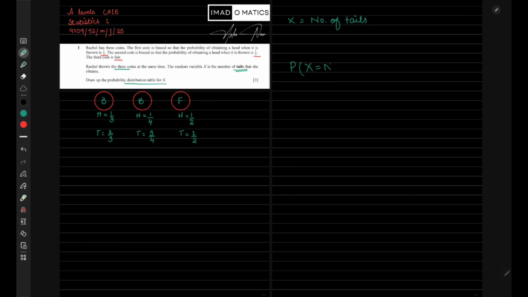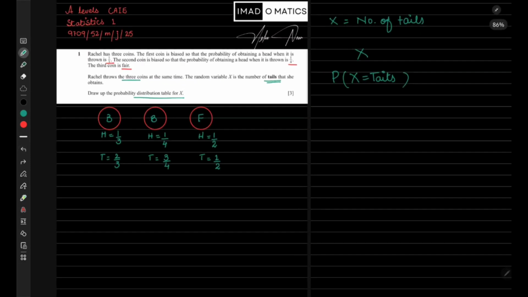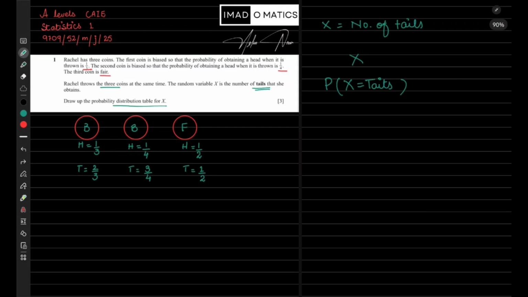So X equals the number of tails, or you can just simply write tails. So how will we make it? First we'll write the values of X, then the probabilities. We'll make the table after understanding the whole scenario with the help of a tree diagram.